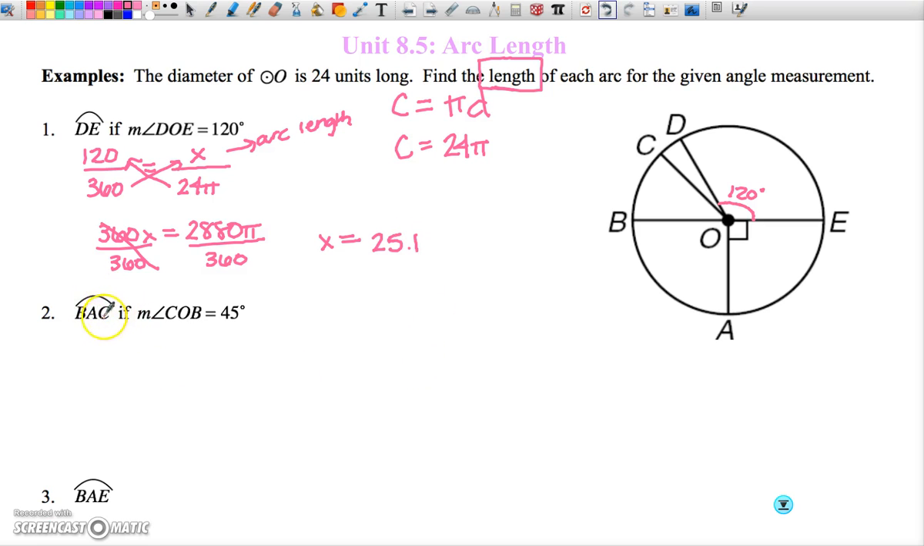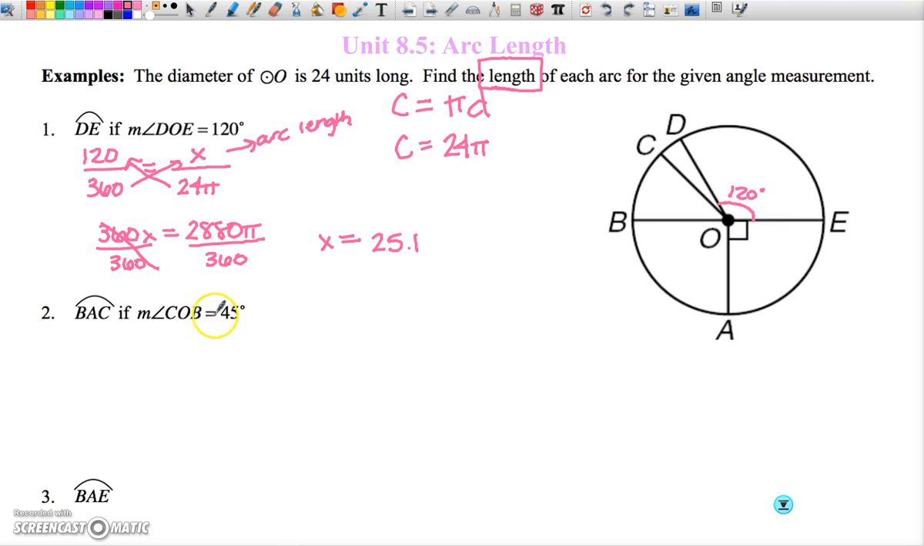Second one is BAC, so we're looking for B to A and then all the way around to C. Well, one of the easiest ways to do that would be to find the arc length of this piece here, and we could subtract it, or you could just work your way around, which actually, now that I think about it, might be easier. So let's start with the fact that this is 120.